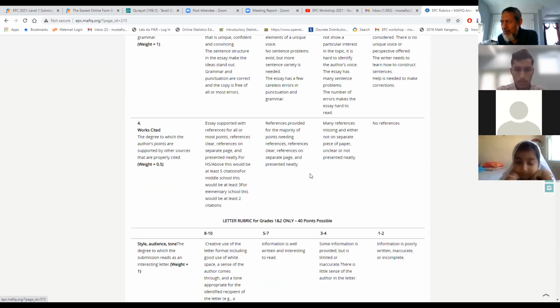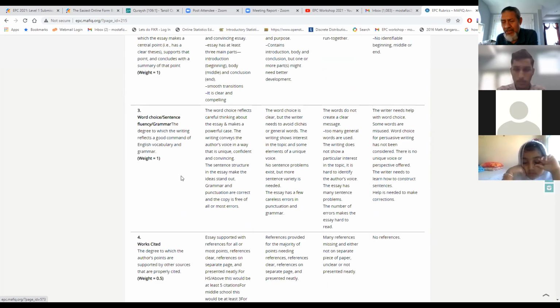For levels 1 and 2 this is not important, but for the higher grades it is very important to know how you cite your work, because whenever you are using any references, books or websites, you need to refer to them in your essay, inshallah.